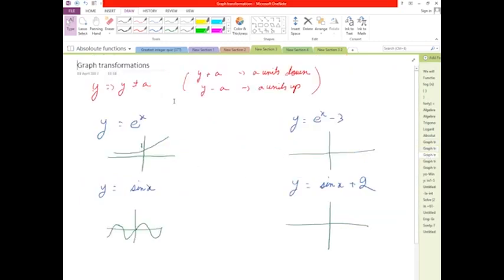Similar transformation on y, you will move around the y-axis. If you replace y by y plus a, move a units down. If you replace y by y minus a, move a units up.